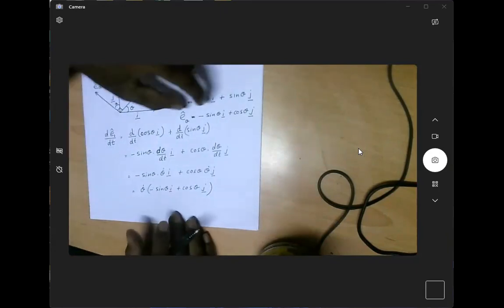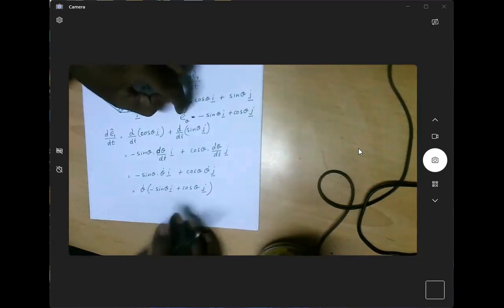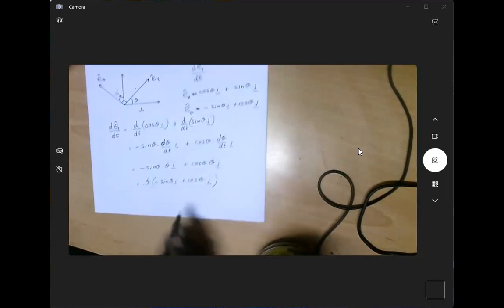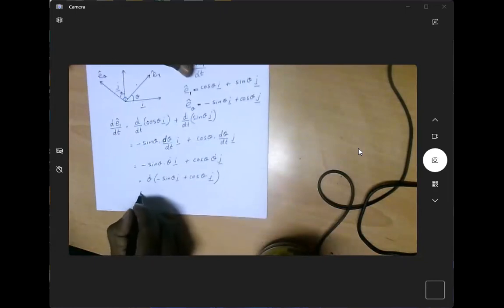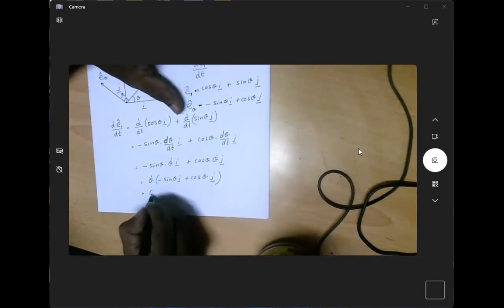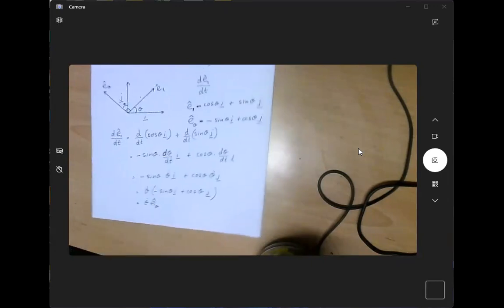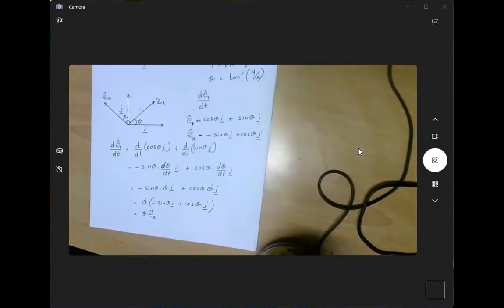Exactly, it is e_theta. Can you see? This is e_theta and we got the same here. So the time derivative of e_r is nothing else but theta dot times e_theta. Any question on this one? Because this is really important and we need to do it for velocity and for the acceleration. Any question on this one?